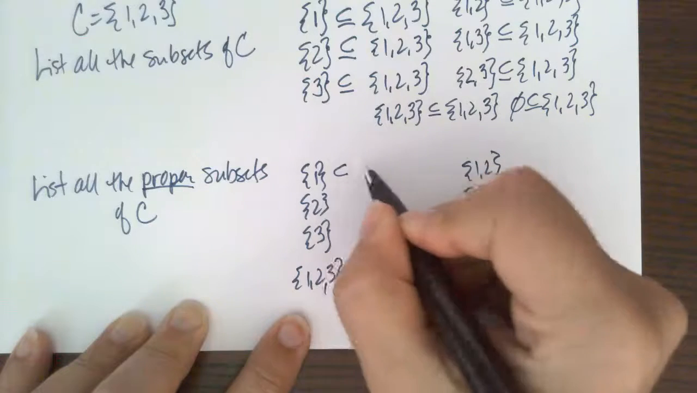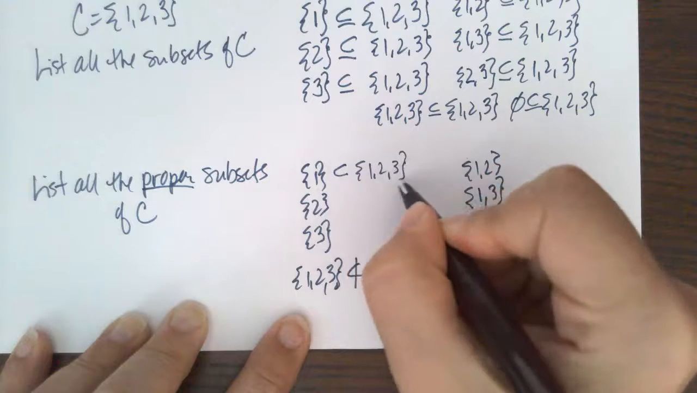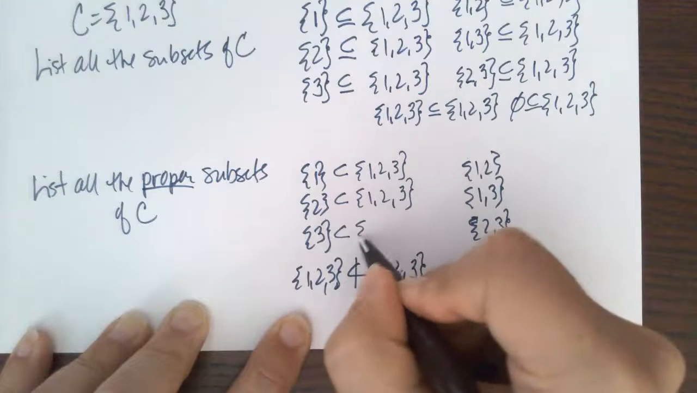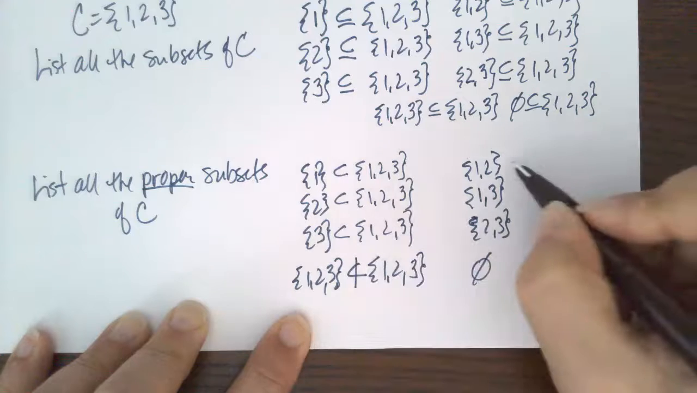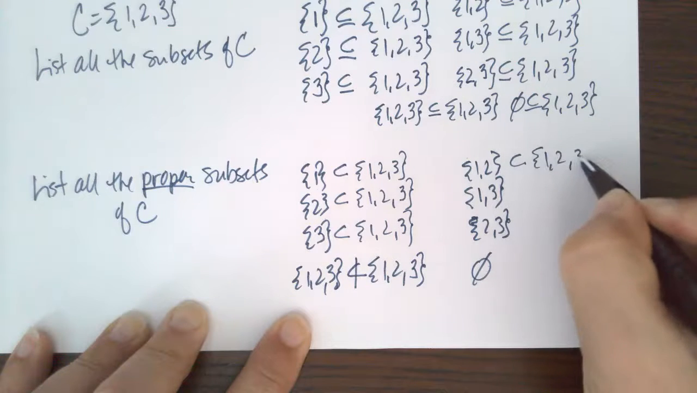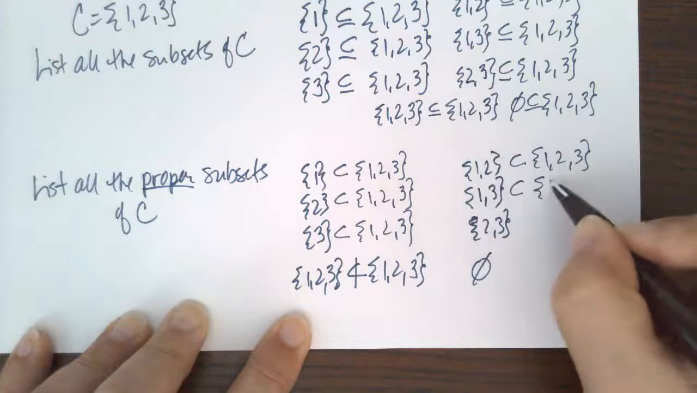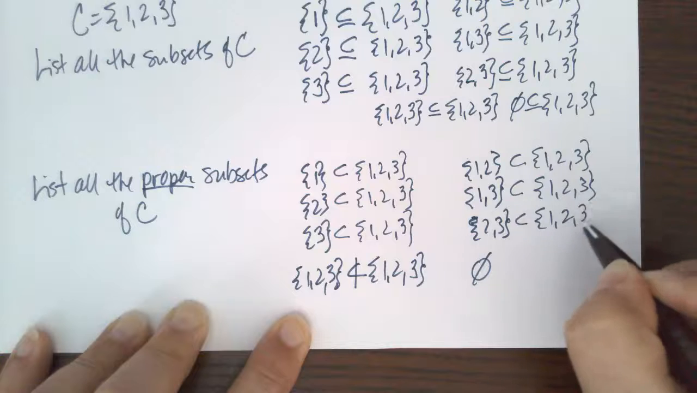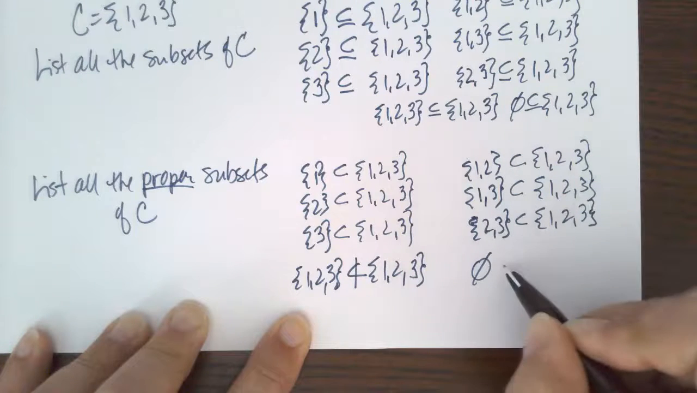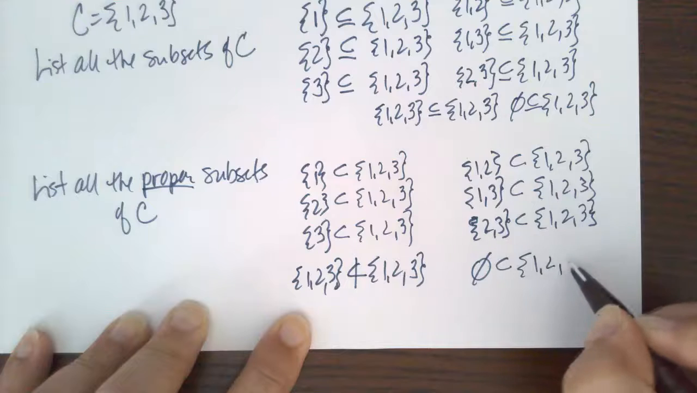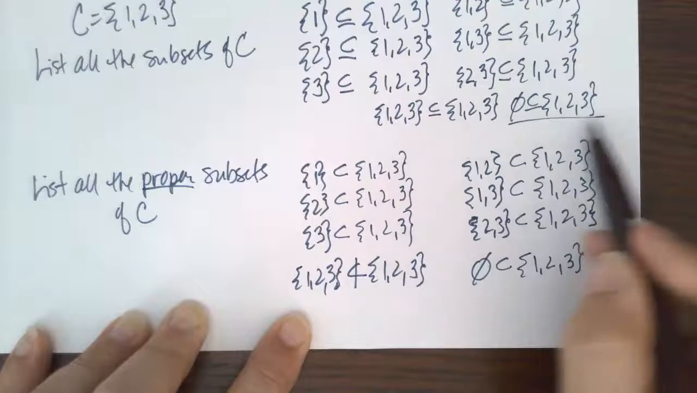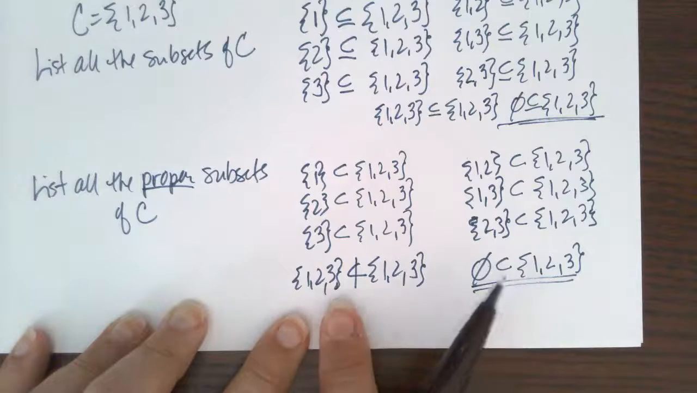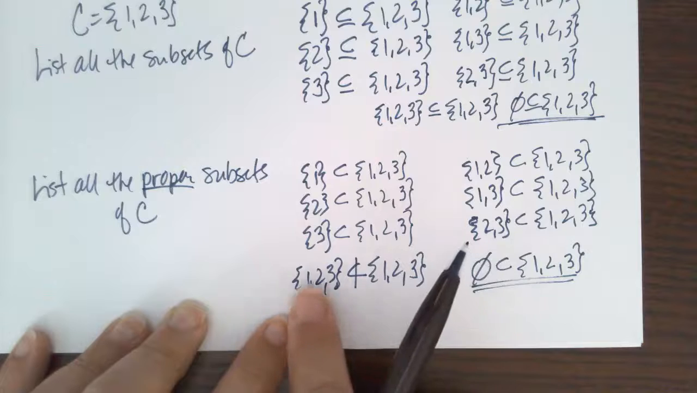So {1} is a proper subset of {1, 2, 3}. {2} is a proper subset of {1, 2, 3}. {3} is a proper subset. {1, 2} is a proper subset. {1, 3} is a proper subset. {2, 3} is a proper subset, as is the empty set. So the empty set is a subset of every set and a proper subset of every set. The only set that was not a proper subset was the set itself, {1, 2, 3}.